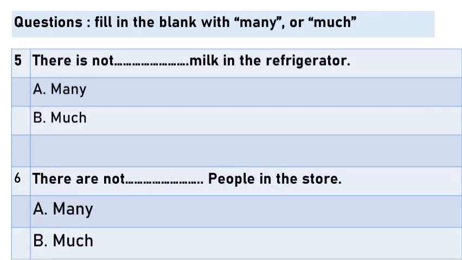Next, fill the blank with many or much. Number 5. There is not blank milk in the refrigerator. A or B? The answer is B, much. Because there is and milk is uncountable noun.